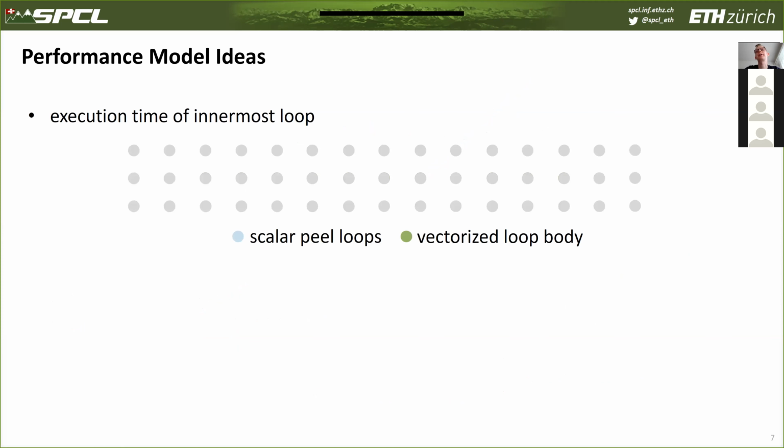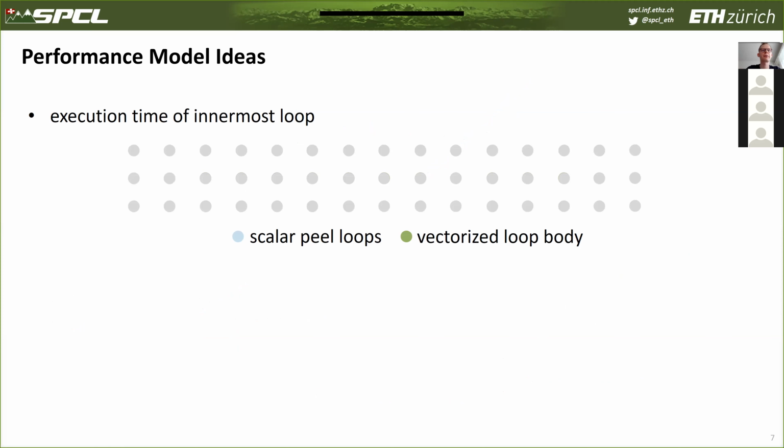So what are the fundamental ideas behind the performance model? One approach would be that we observe that stencils are very regular computations and that we basically do the same thing for every grid point. But this is not quite the case on real hardware. So instead of looking at the grid point, we actually look at innermost loop executions.